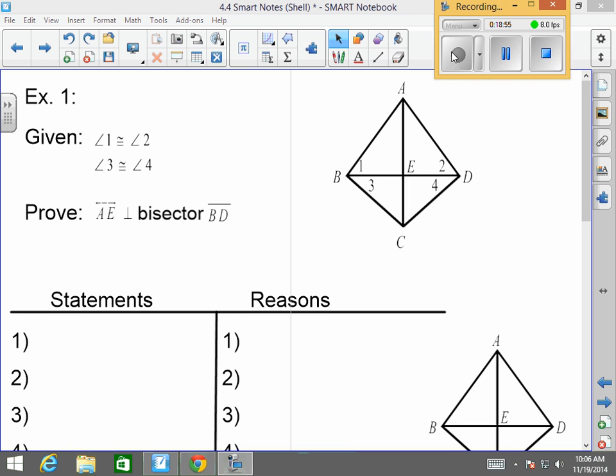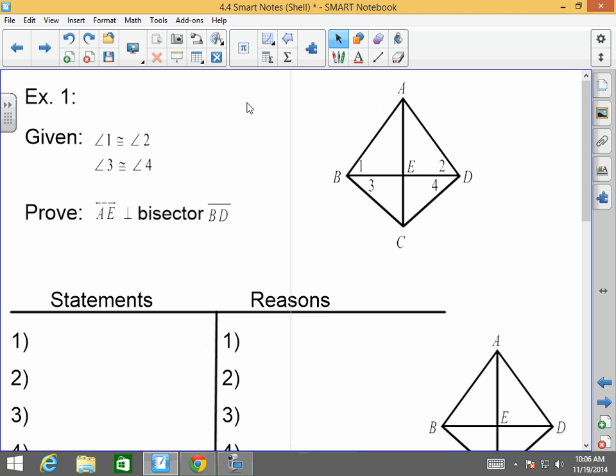Oh, okay, sorry about that, guys. I forgot to label that angle 1, 2, 3, and 4. But now it is properly labeled. All right, let's check out this proof.